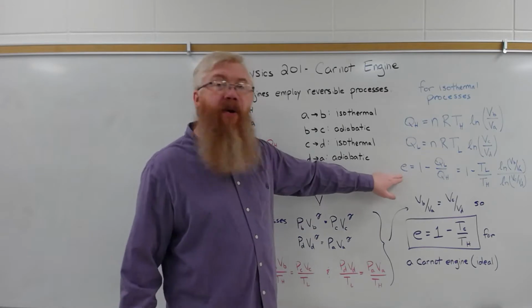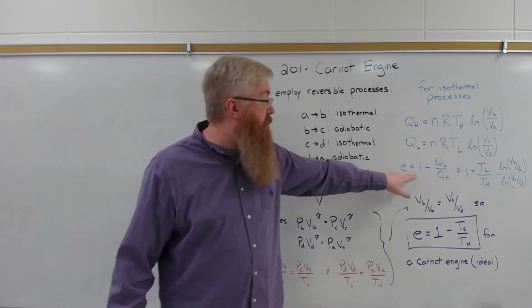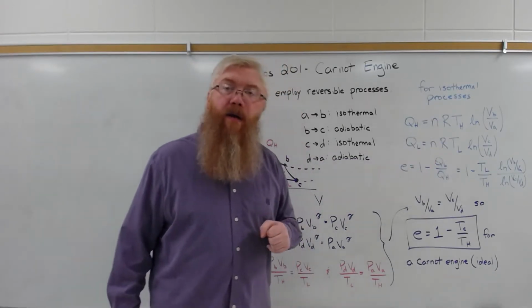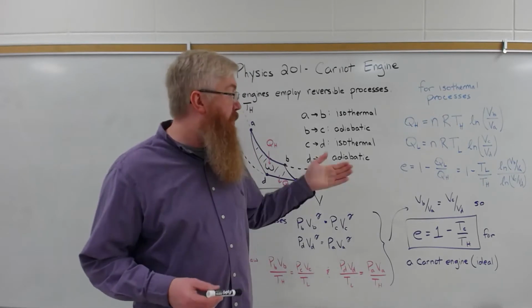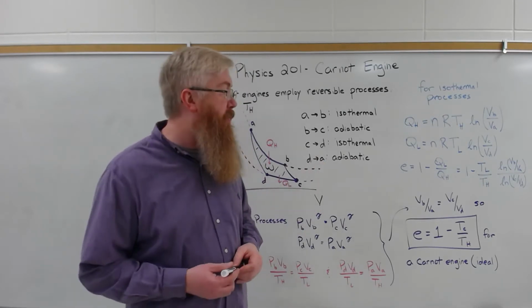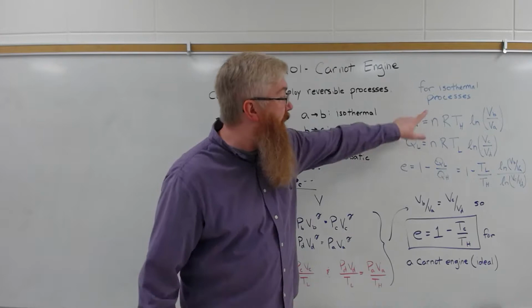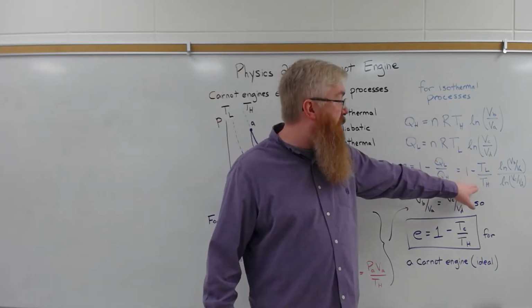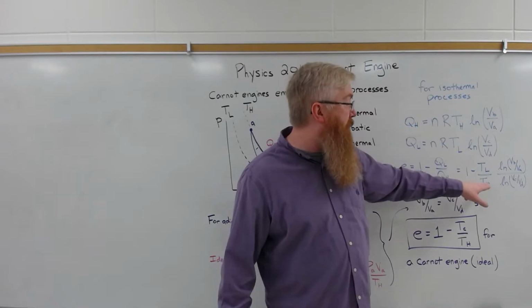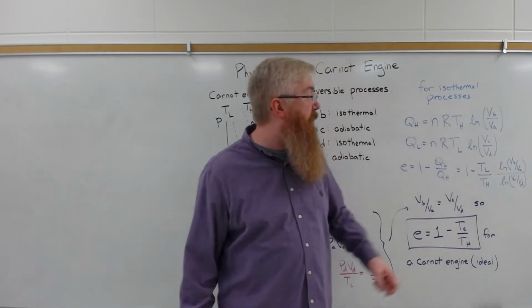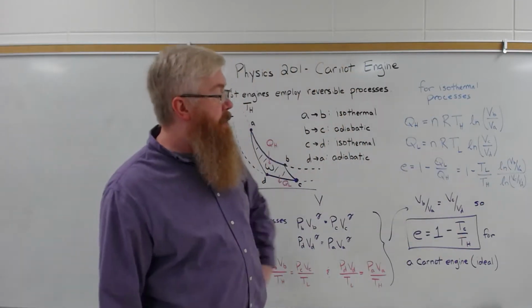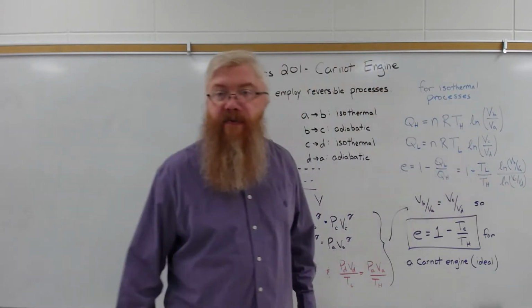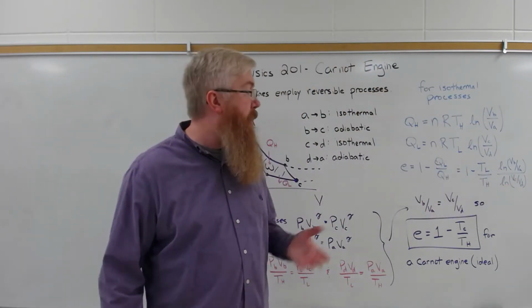So going back to a previous equation on efficiency, efficiency is 1 minus the heat dumped into the low temperature reservoir over the heat pulled from the high temperature reservoir. Plugging in the equations above, n cancels, R cancels. So we end up with 1 minus T sub L over T sub H times the natural log of VB over VA divided by the natural log of VC over VD, the ratio of the volumes.